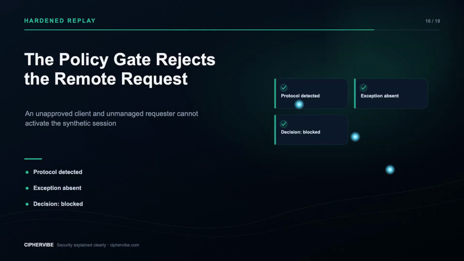We replay the suspicious local event with policy enabled. The protocol is device code, the client is not in the approved inventory, the requester is unmanaged, and no business exception exists. The state changes from pending to blocked. A review event is created, and the simulated session remains inactive.